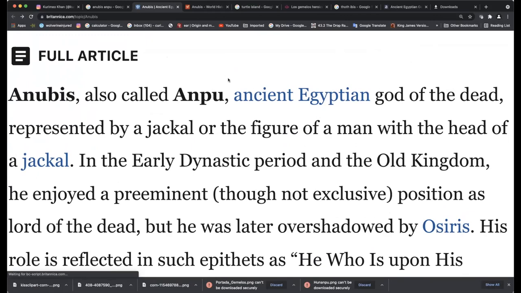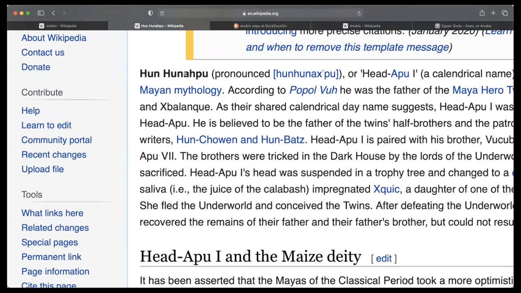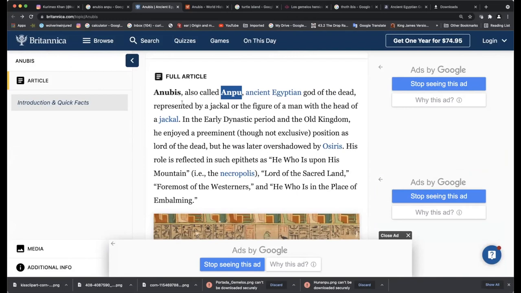Apu or Anpu. Who's Anpu? Anubis, also called Anpu. This is actually his real name. Anpu, Apu, Het Apu, Hunahpu, Apu. Again, as it says here in the Britannica Encyclopedia, Anubis' name is Anpu, Anubis, right? Who's Anubis? Who is Anubis again?